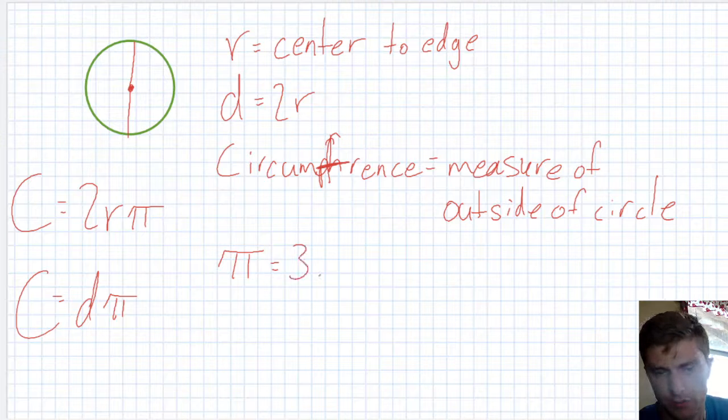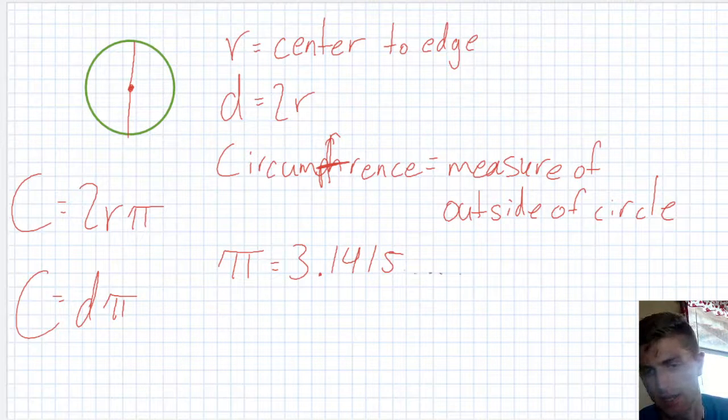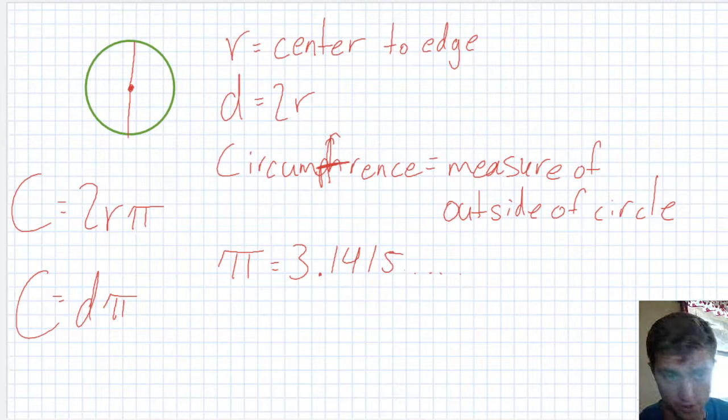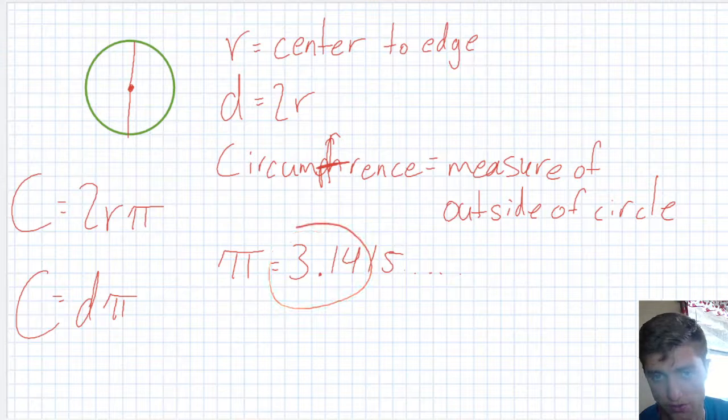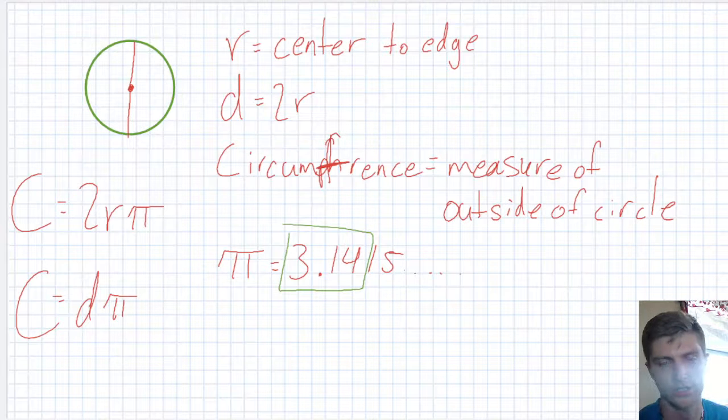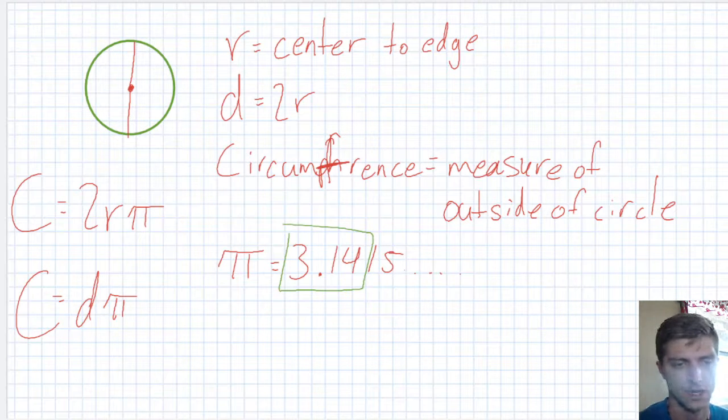But it's 3.1415... and it goes on forever and ever, and it keeps changing, and we never know what the next number is going to be. But for our purposes, we'll just use 3.14. So let's say our radius is 3, and we want to know the circumference.